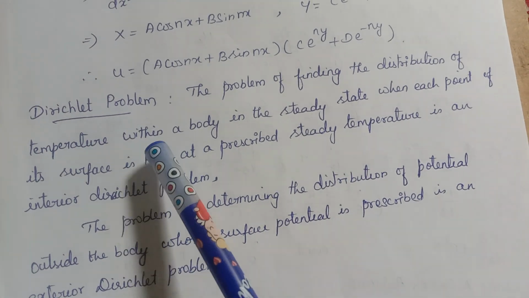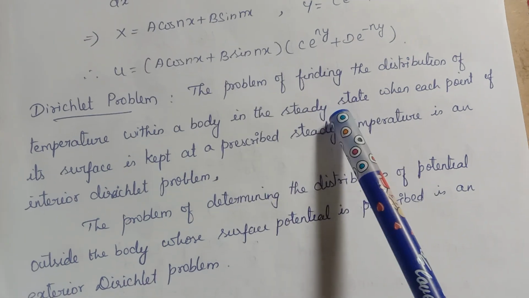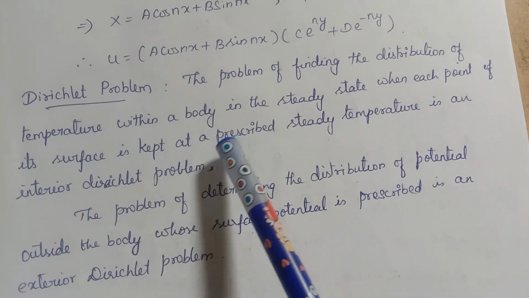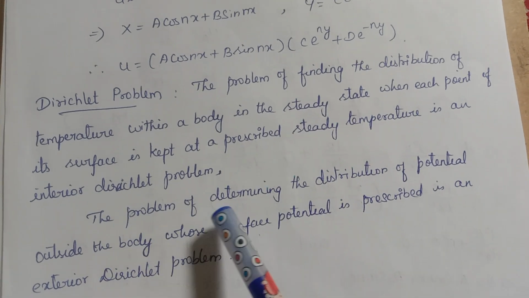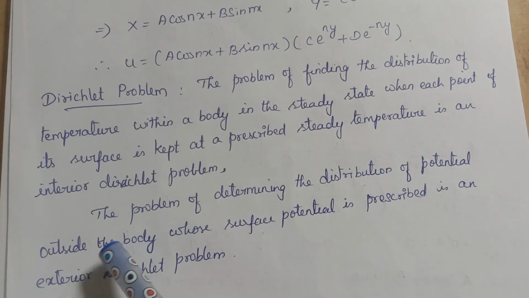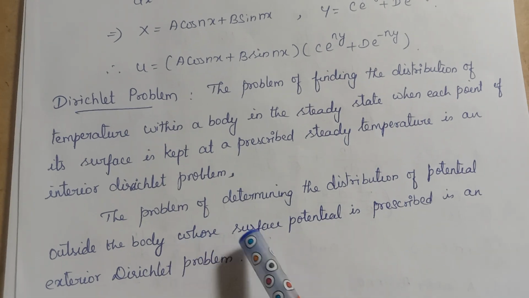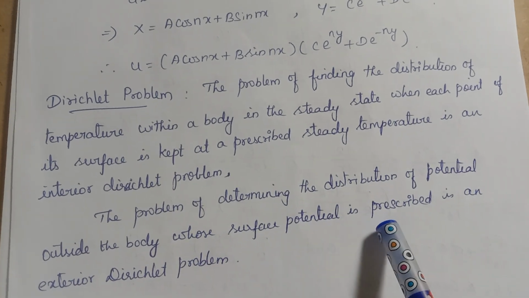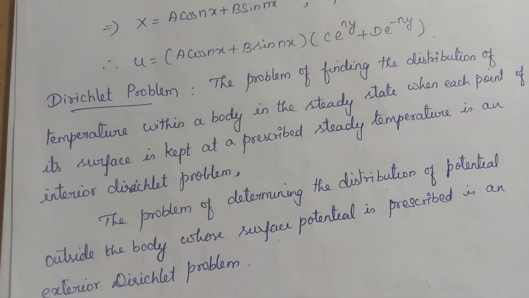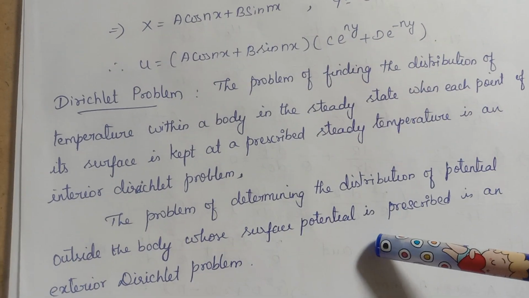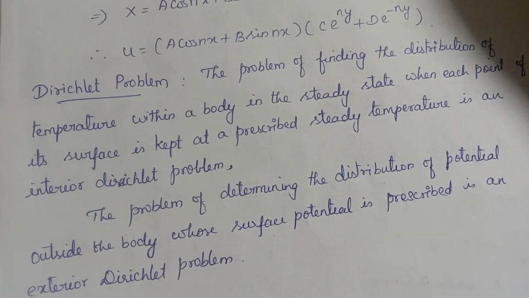For the interior Dirichlet problem, what is it that we have? Within a body in the steady state, when each point of its surface is kept at prescribed steady temperature. Here, the problem is finding the distribution of the potential outside the body. Here we are finding the temperature outside the body when the surface potential is kept constant. Right. So this is called the interior Dirichlet problem, and this is called what? Exterior Dirichlet problem.